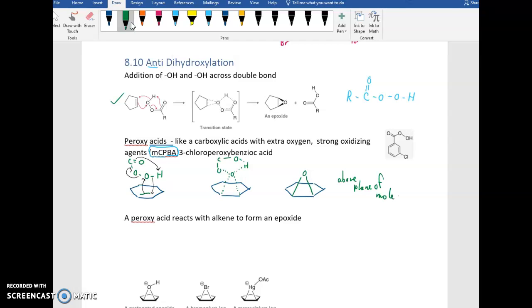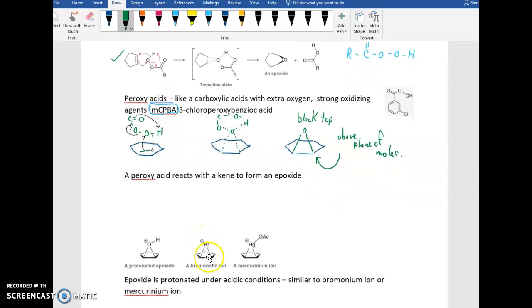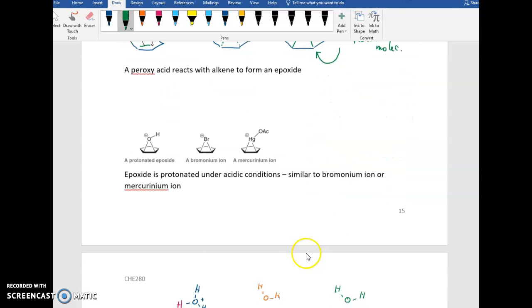That's important because when something is going to come in to attack, this is blocking it. Blocks the top. So it's going to block the one side. So all the attacks are going to have to occur underneath. That's what's going to make it anti. We're going to end up with one on a wedge and one on a dash. So we've seen this before in a bromonium ion and a mercurinium ion.